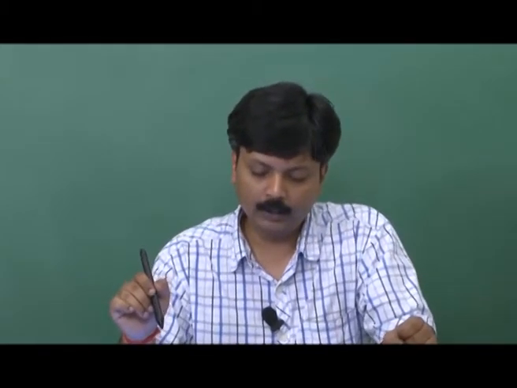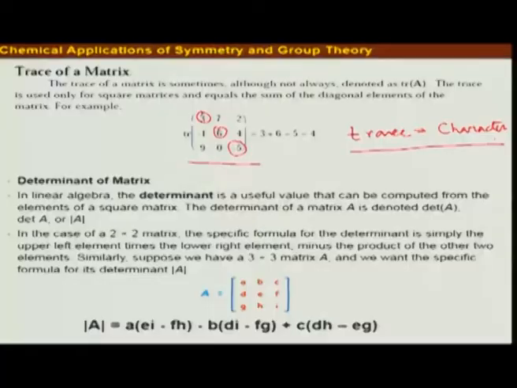So many of you already know what a determinant is. The determinant is a useful value that can be computed from the elements of a square matrix. So the determinant of a matrix A is denoted as either this term or this symbol. Okay. In the case of a 2 by 2 matrix, the specific formula for the determinant is simply the upper left element times the lower right element minus the product of the other two elements.